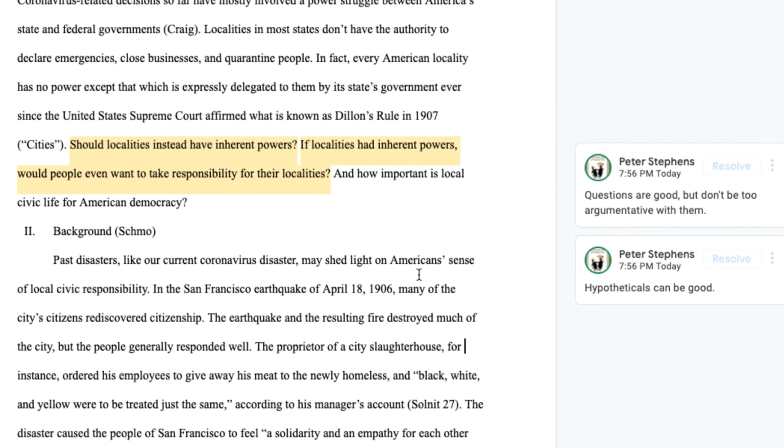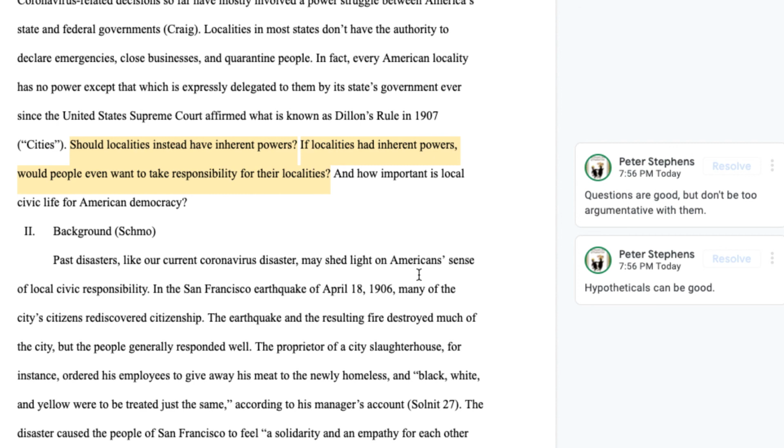Now I'll read just the end here. Should localities instead have inherent powers? The questions are good. You can have questions in your intro. They can be good. But don't make them too argumentative or too simple. Don't just ask the question that you intend to answer just because you can't think of anything better to do. Instead, make it well placed. Lead up to it in some way that makes it an interesting question and not an obvious one.